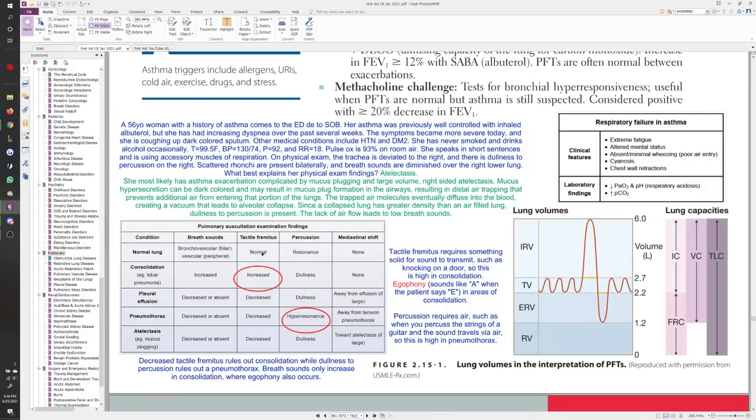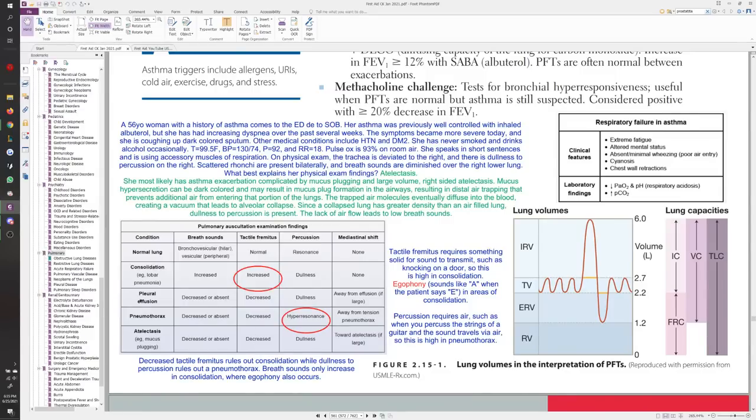They never really tend to mention tactile fremitus is normal. That's not a statement they'll ever really make because it's useless information. Tactile fremitus is either going to be increased or they probably won't even mention it. But if tactile fremitus is decreased, that means you're knocking on something that is the opposite of solid, such as liquid, pleural effusion, completely just air, or again, mucus, right?